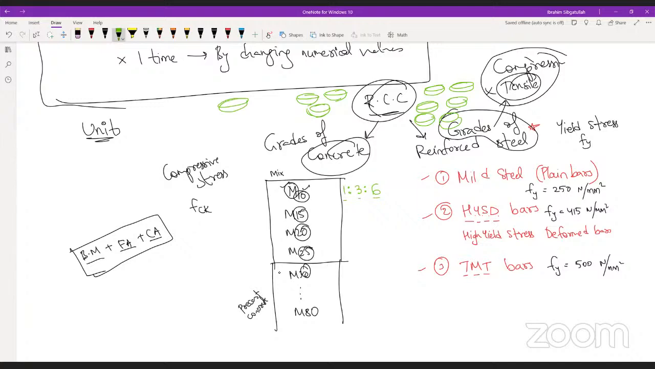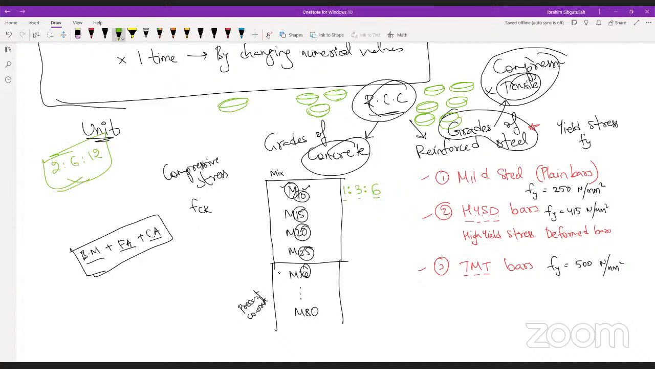They are put together and they are mixed. Depending on the quantity of M10 concrete we need, we start multiplying. Now, for example, if we are using 2 pans, then this will be 2 is to 6 is to 12.